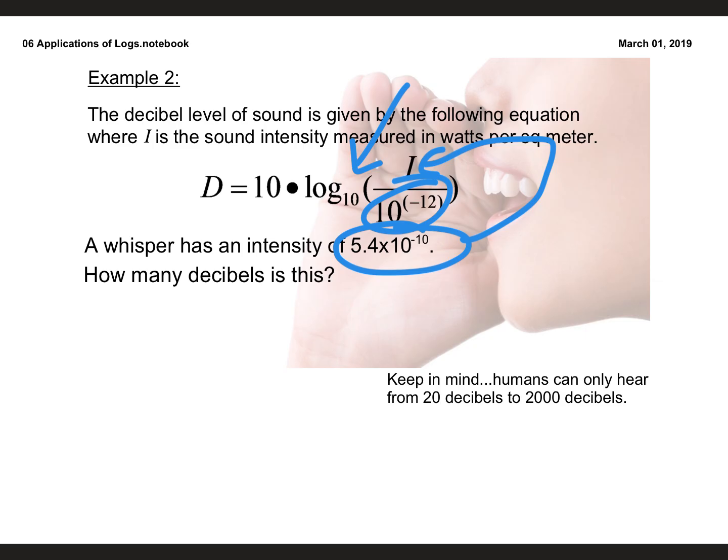The last thing I would do is this. I would do this part that I'm circling in green first. And then I would do log of that. Type it in. 5.4, and you can do EE is the fast way. Negative 10. If you want to do it the slow way, just to know for sure you're doing it right, 5.4 times 10, powered up, the little caret thing, negative 10.